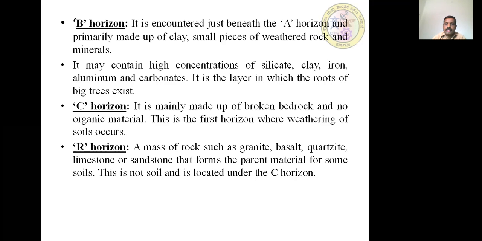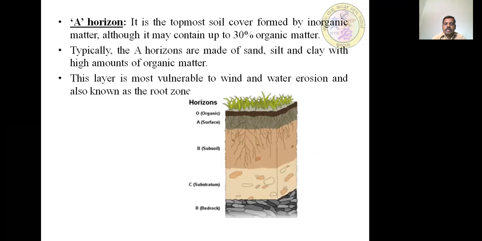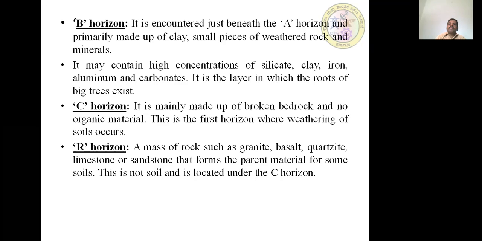Coming to horizon C. So this is the horizon C. It is present below the B horizon, that is subsurface. It is mainly made up of broken bedrock and no organic material. This is the first horizon where weathering of soils occurs. Horizons are a mass of rock such as granite, basalt, quartzite, limestone, or sandstone that forms the parent material for some soil.